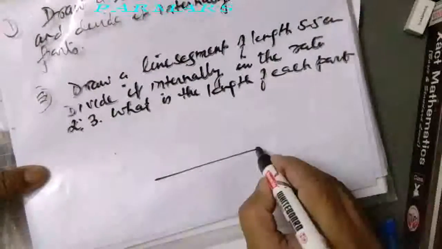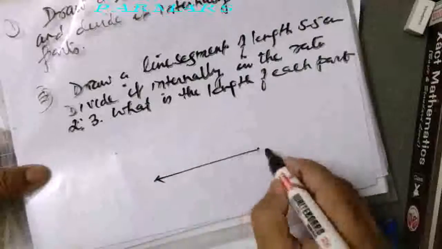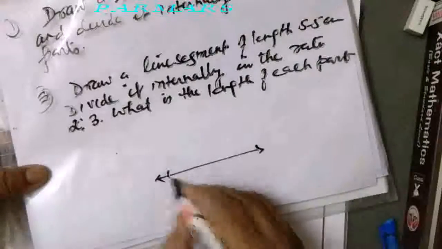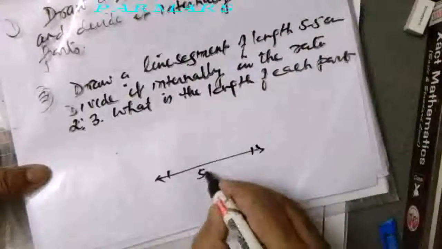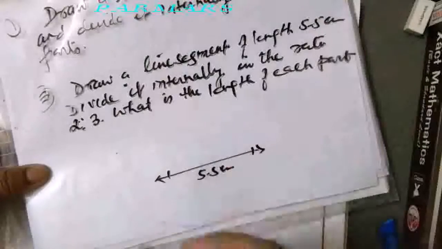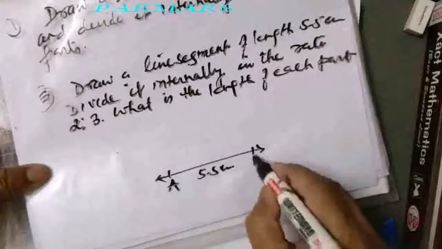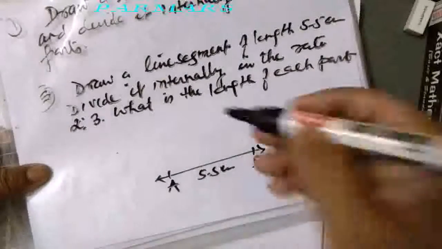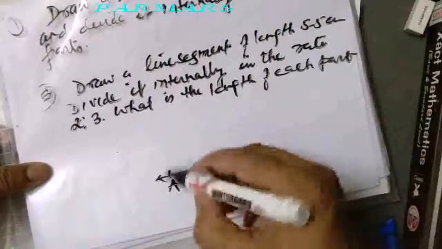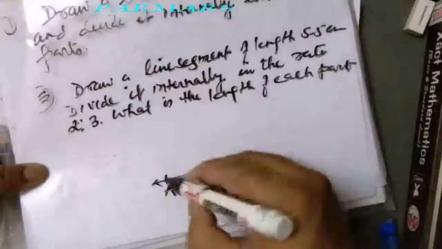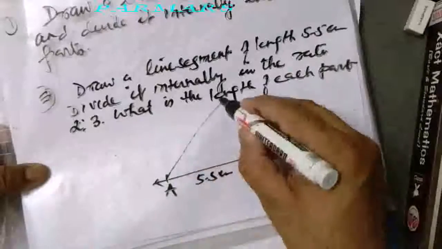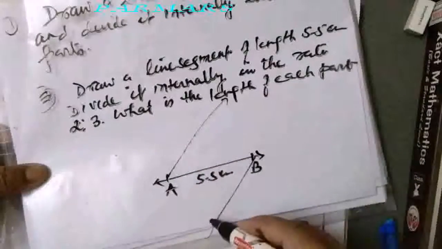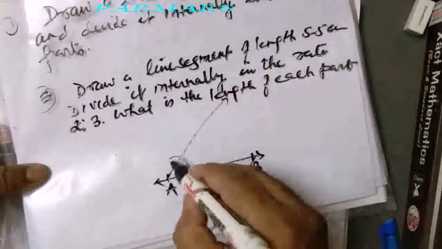So what we have to do? First we have to draw a line segment. First you have to draw a line, then take parts 5.5 centimeter as I have given in the first question. Then again draw the equal angles, means parallel lines. How? I am going to make 60 degree again.